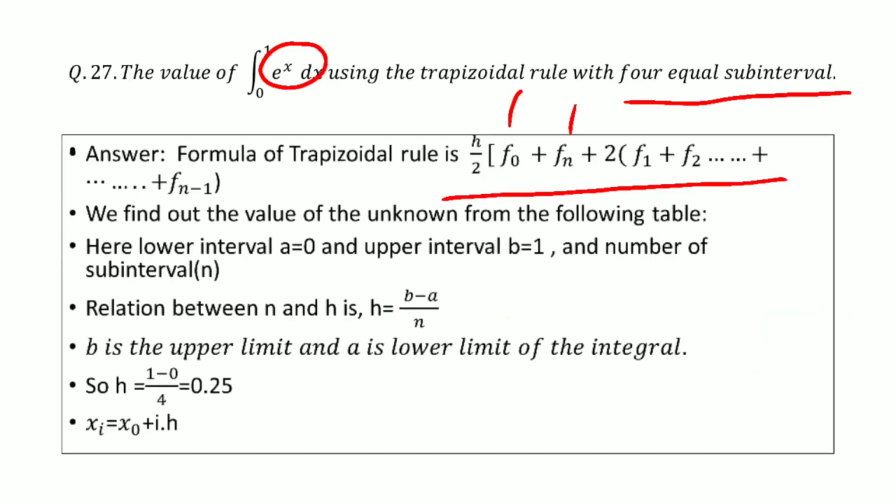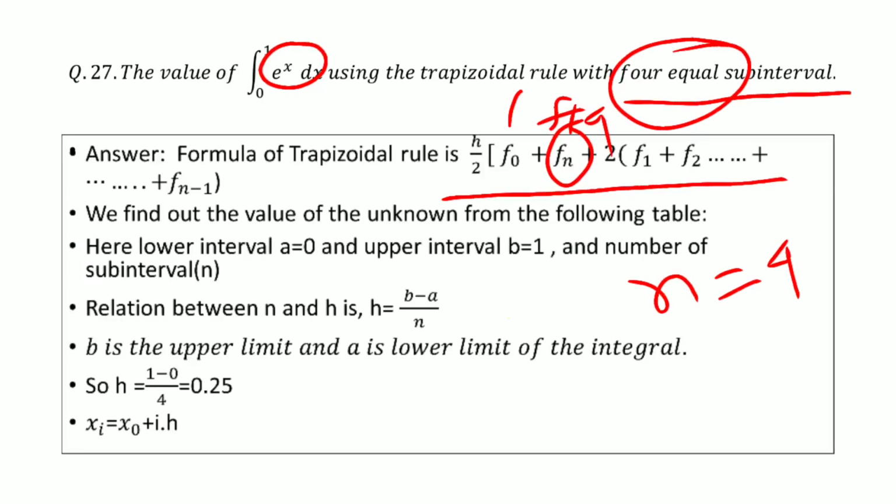Now if we denote the number of subintervals as n, then n is equal to 4, because it is given in the question paper that there are 4 equal subintervals. So n equal to 4 means fn will be f4, and fn minus 1 will be f3. So our formula will be h by 2 into f0 plus f4 plus 2 into f1 plus f2 plus f3.